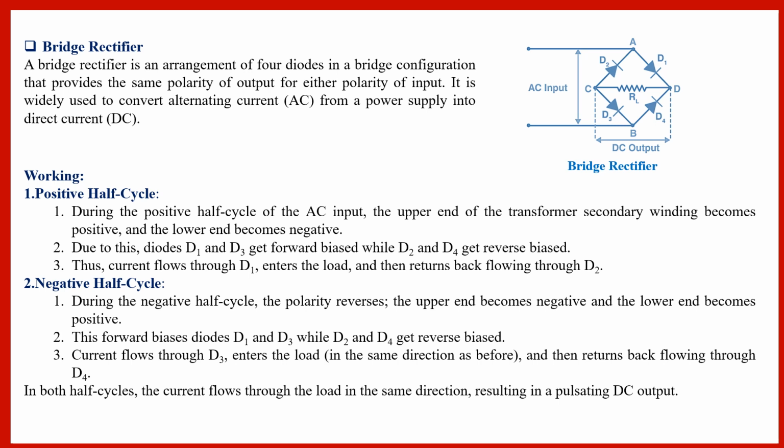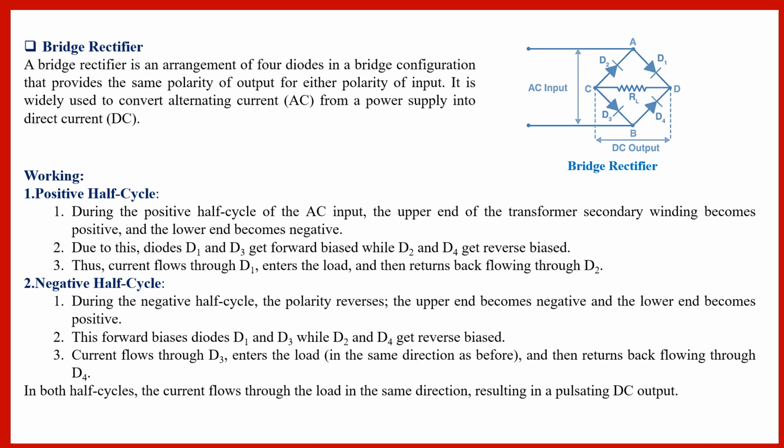So how does it work? During the positive half of the cycle of the AC input, the upper end of the transformer secondary winding becomes positive, as we have studied in the center tapped full wave rectifier, and the lower end becomes negative. At one time we will have two diodes conducting. For example, for the positive half of the cycle we will have D1 and D3 conducting, and for the other half cycle we will have D2 and D4 conducting.